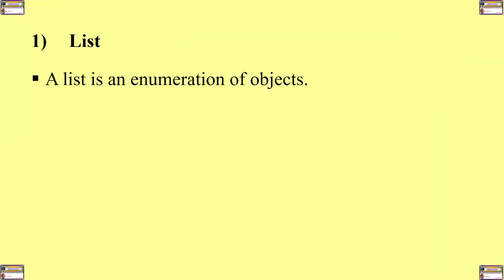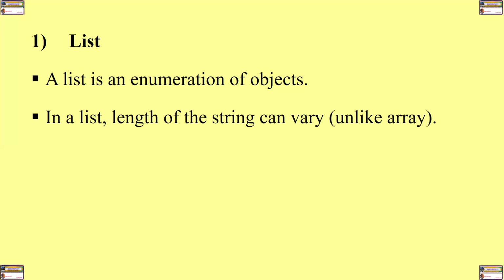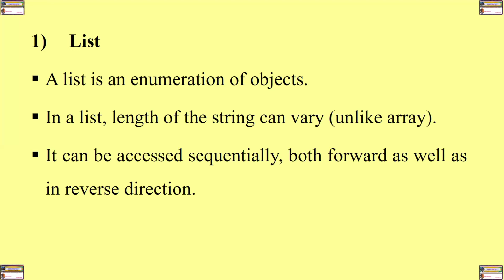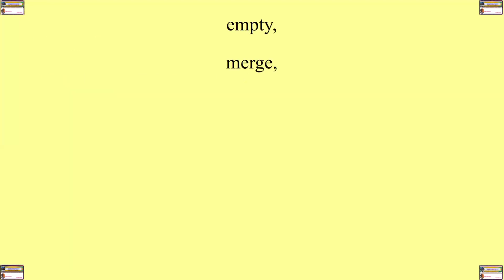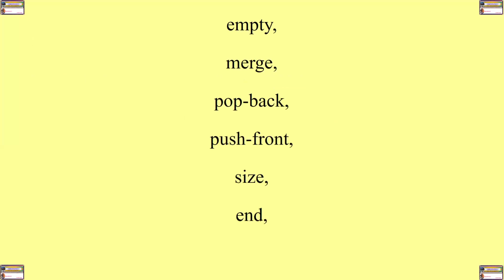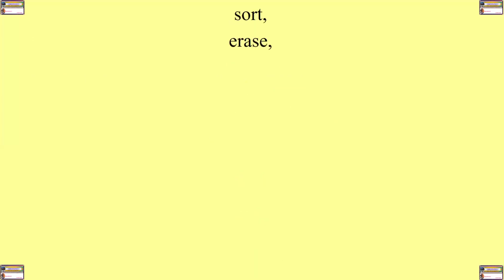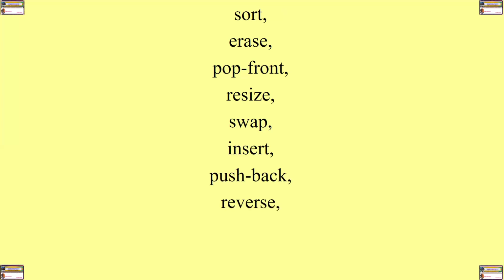What are lists? A list is an enumeration of objects. In a list, the length of the sequence can vary, unlike an array. It can be accessed sequentially, both forward as well as in reverse direction. The commonly used functions with list include empty, merge, pop back, push front, size, end, remove, sort, erase, pop front, resize, swap, insert, push back, reverse, and unique.